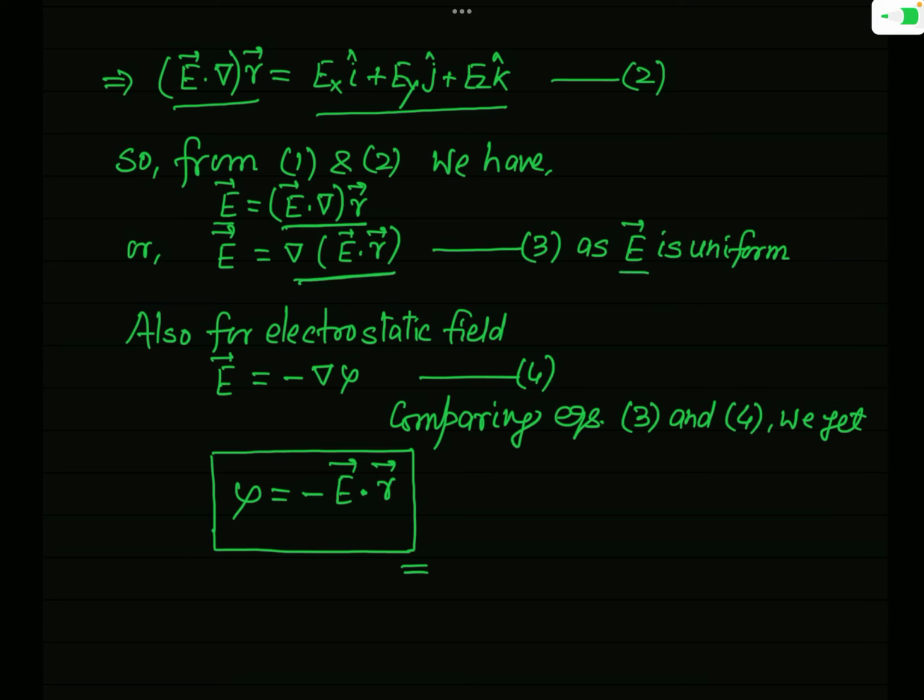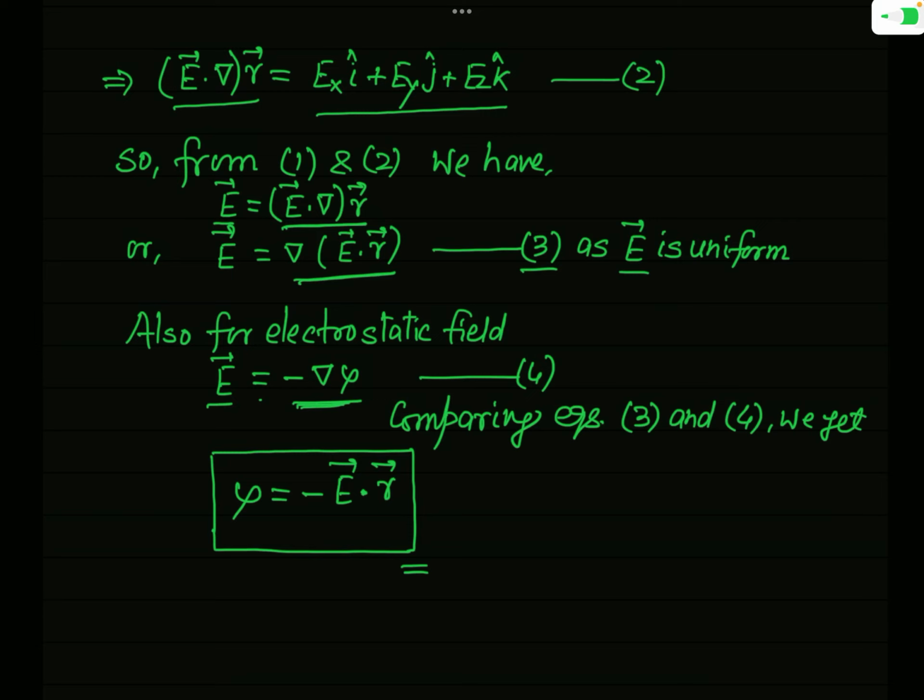Okay. Now in case of the uniform electric field, or you may say in case of electrostatic field, you have studied electrostatics in your lower classes, where you study that the electrostatic field E is simply equal to negative gradient of electrostatic potential phi. That is, E is equal to minus del phi. Now compare these two equations, 3 and 4. You can see in equation 3, E is equal to del E dot R, and in equation 4, E is equal to minus del phi.